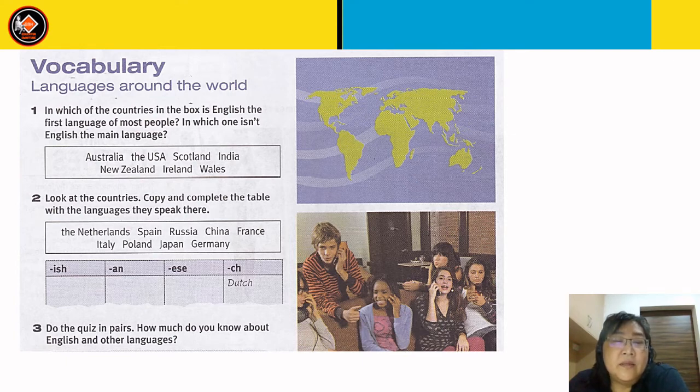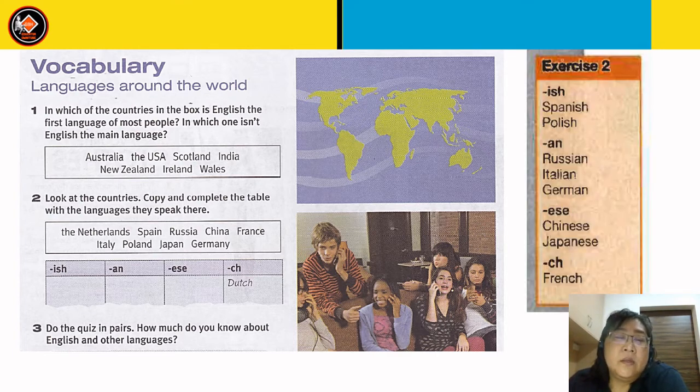So you have the Netherlands, Spain, Russia, China, France, Italy, Poland, Japan, and Germany. Look at the table, you have words that end with i, ish, an, ese, and ch. For example, ch is written there, Dutch. So let's look at the answers. For ish will be Spanish and Polish. For an will be Russian, Italian, and German. For ese will be Chinese and Japanese. For ch will be French. So these are the languages they speak in these countries.